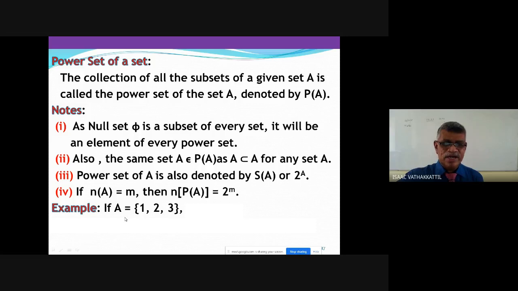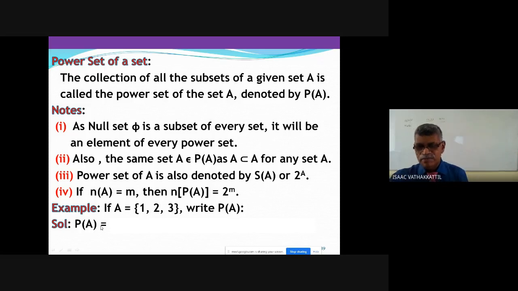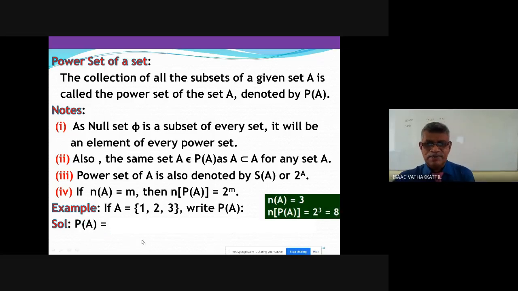Power set of A will contain 8 elements. Right? We have to write the power set of A. I can start with the first element. There is no need to keep an order, but I can write the null set as the first element. When the number of elements of A is 3, the power set will have 2 raised to 3, that is 8 elements.